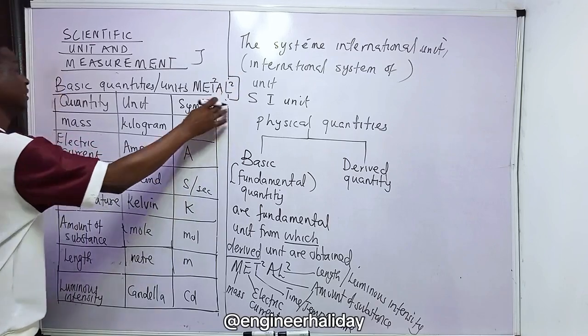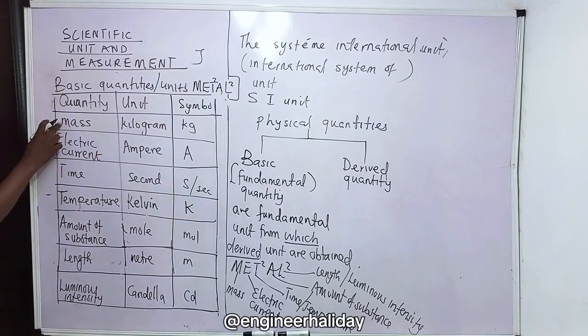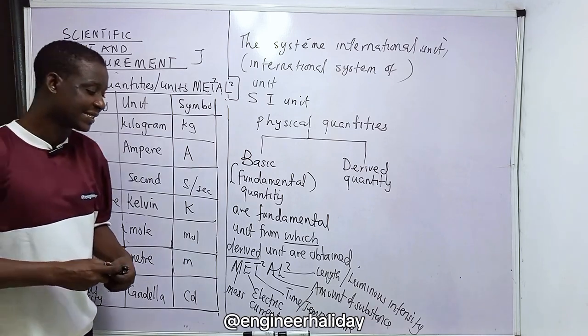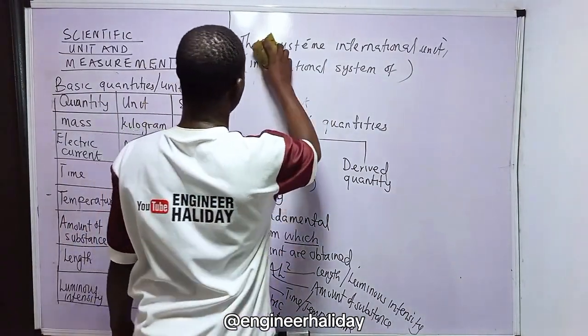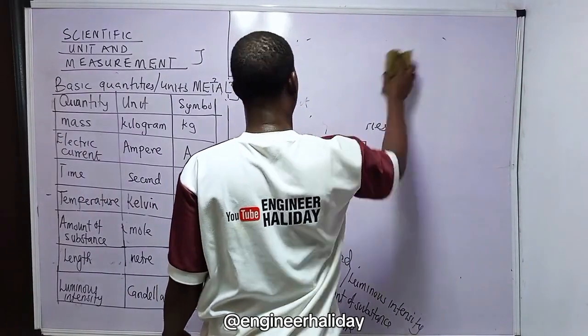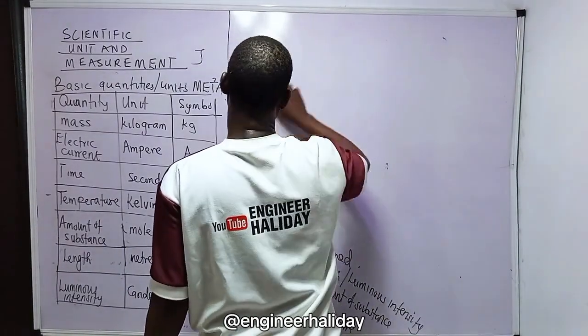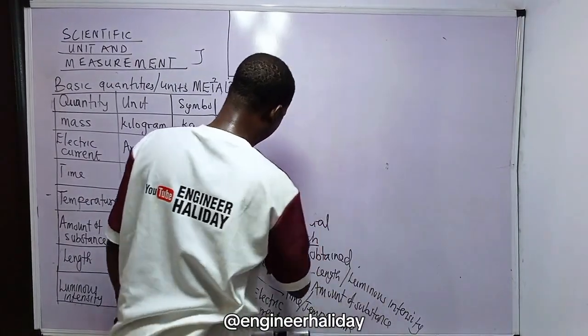There are 7 in number: 1, 2, 3, 4, 5, 6, 7. So we are going to have 7 fundamental units of quantities. Now, under physical quantity, we also have derived.